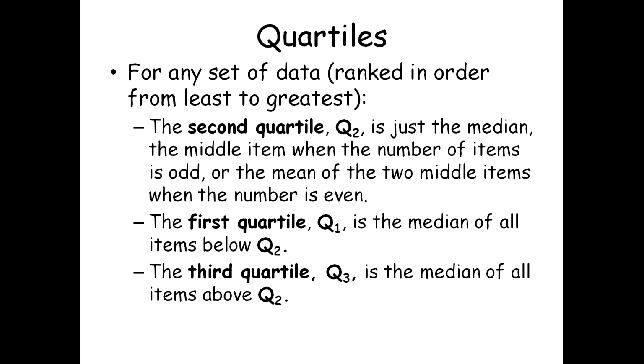So related to percentiles are quartiles. Quartiles are the 25th, 50th, and 75th percentile. The second quartile, Q2, is the median value, which is the middle item when the number of items is odd, or the mean of the two middle items when the number is even. We talked about the median earlier in chapter 12. The first quartile, Q1, is the median of all items below Q2.